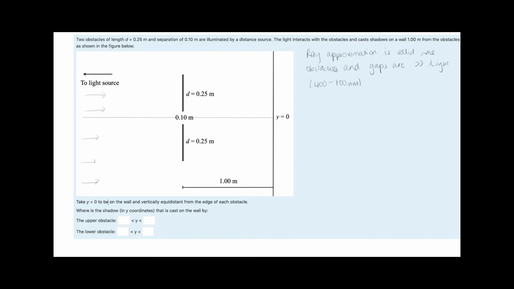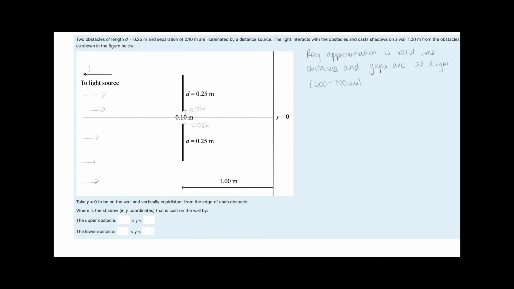Okay, so we're taking y to equal 0 on the wall, which is 1 meter away, and vertically equidistant from the edge of each obstacle. So here, it's in the middle, in between here. So this gap here is going to be 0.05 meters. Where is the shadow in y coordinates that is cast on the wall by the upper obstacle and the lower obstacle?